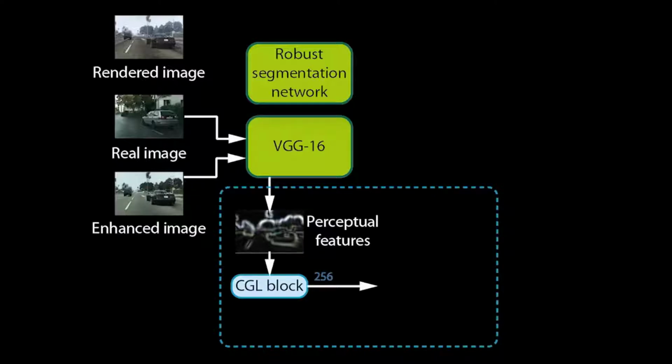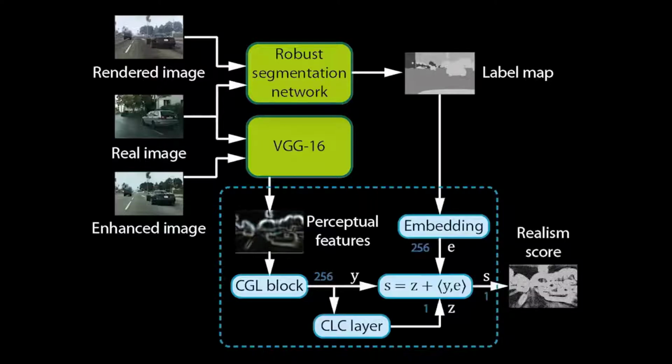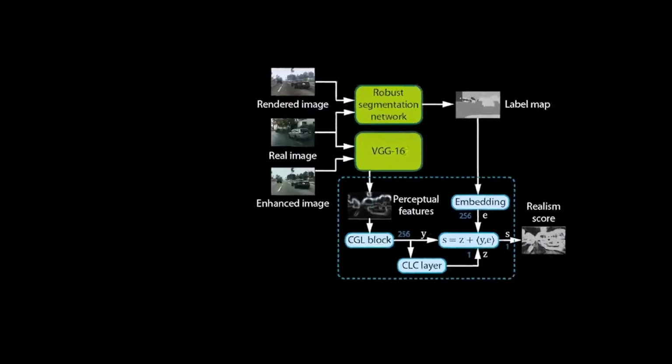We further pass the unmodified rendered image, as well as real images, through the segmentation network to obtain a label map for each. The label map is used to specialize the discriminator on individual object classes. Since we use a pre-trained, robust segmentation network, the object classes are consistent for rendered and real images. For more details, we refer to our paper. There is one more thing.